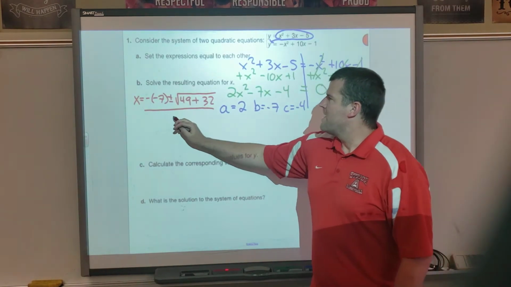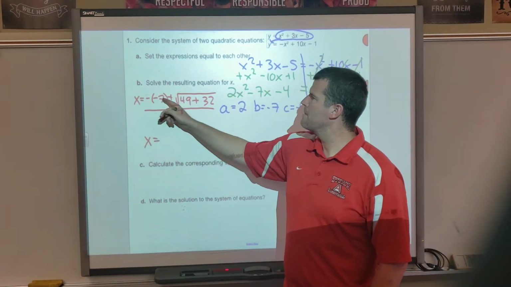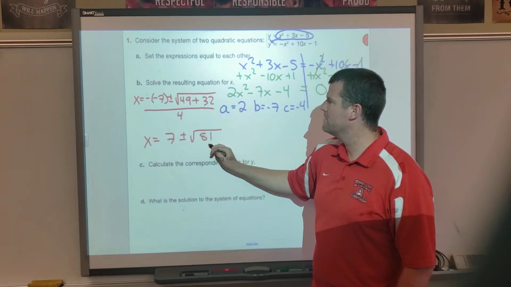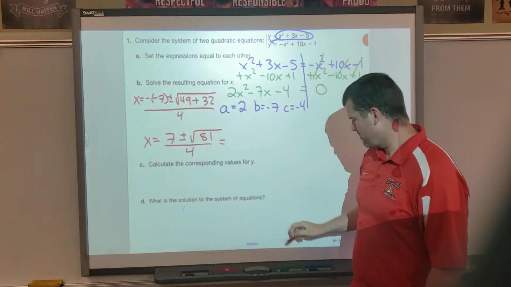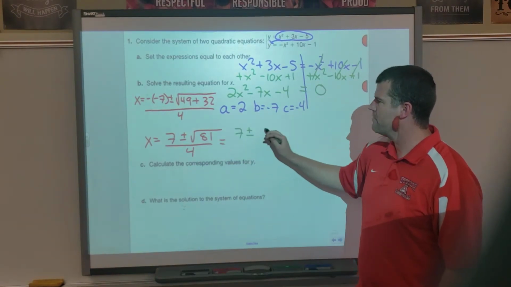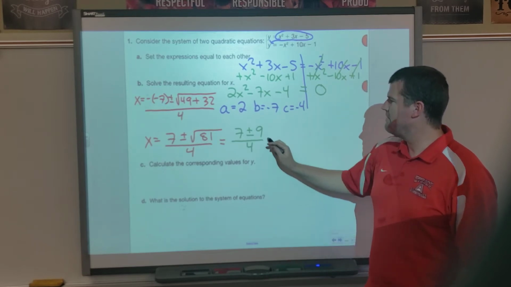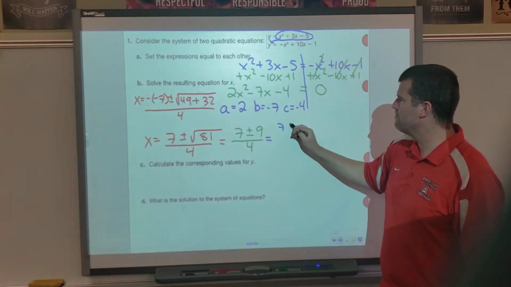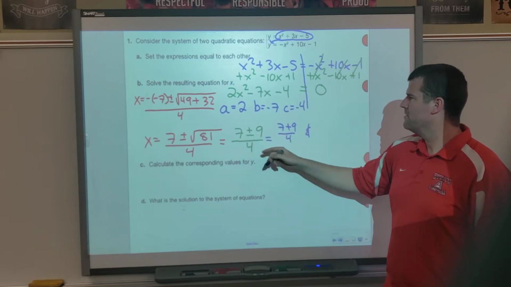All over 2a. So 2 times 2 is 4. And we end up with x equals positive 7 plus or minus the square root of 81 over 4. Well, the square root of 81, thankfully, is a perfect square. And we get 7 plus or minus the square root of 81, which is 9, over 4. Since we don't have any square roots left, we can go ahead and find our 2 separate x values. We can do 7 plus 9 over 4, and we can do 7 minus 9 over 4.